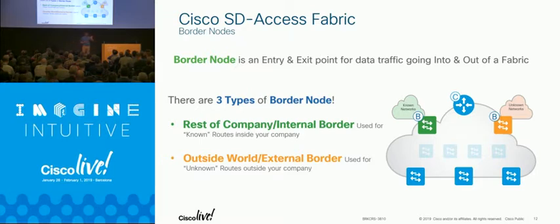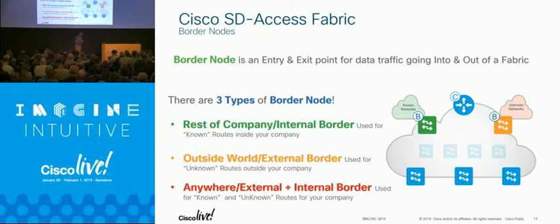About 20%. So for you folks, you would probably know this because the moment you go to your border, add a border to fabric, you have 3 options there. One is your rest of the company, internal border. The other one is the outside world, external border. And the final type is anywhere border, which is a combination of internal plus external border.